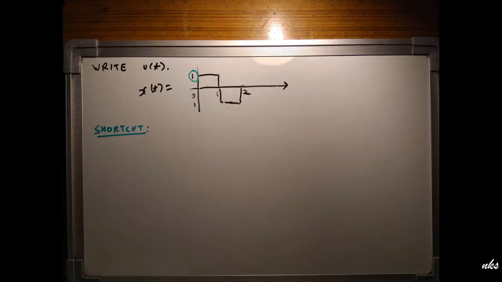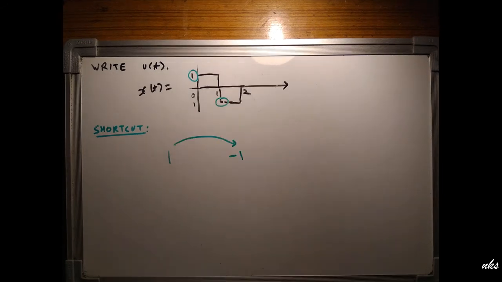Like the first one is 1, then the change from 1 to minus 1, and then again from minus 1 to 0. So how will we get this minus 1? We have to subtract minus 2, as shown on the screen. Now I will get 0. I have to add plus 1, as shown on the screen.